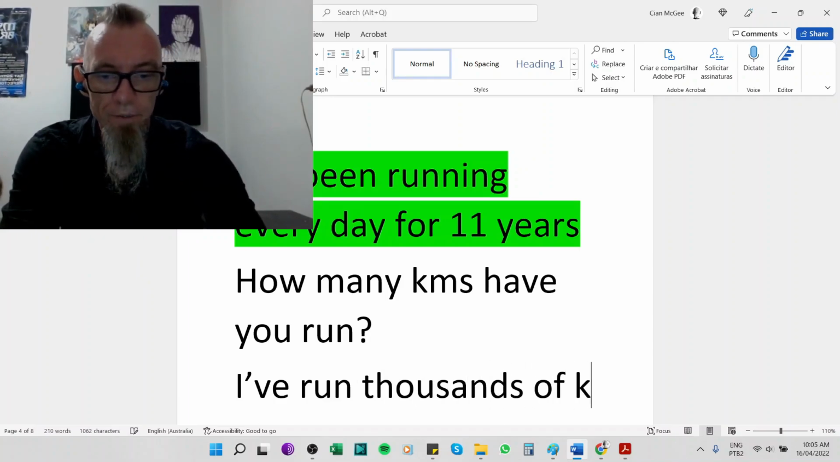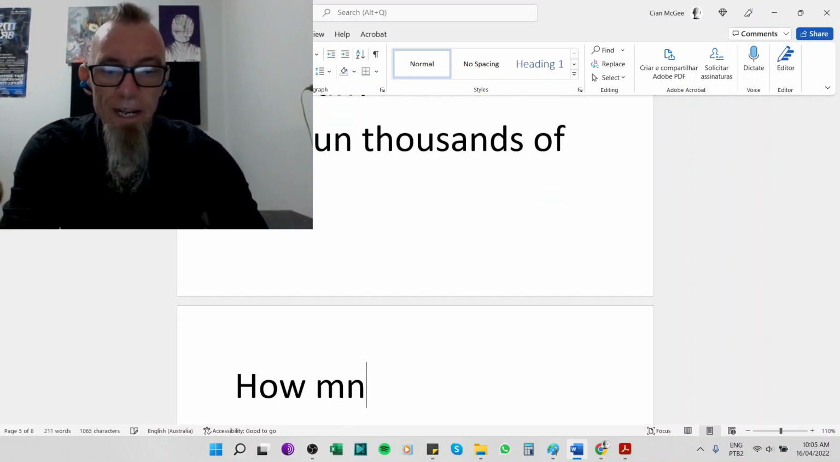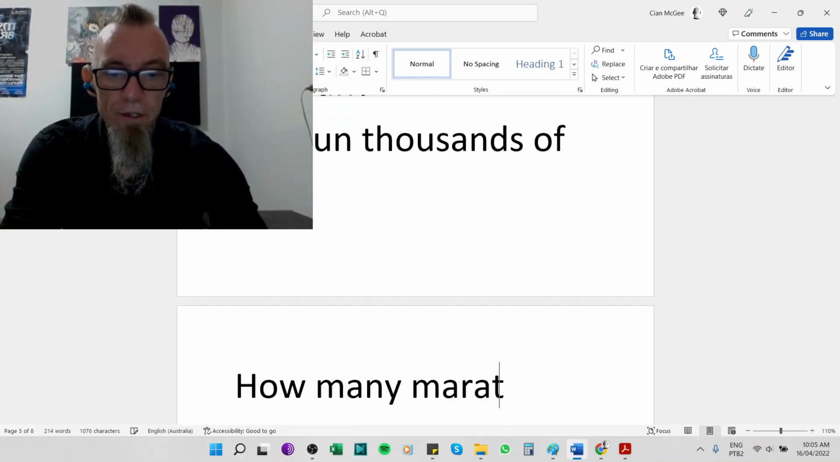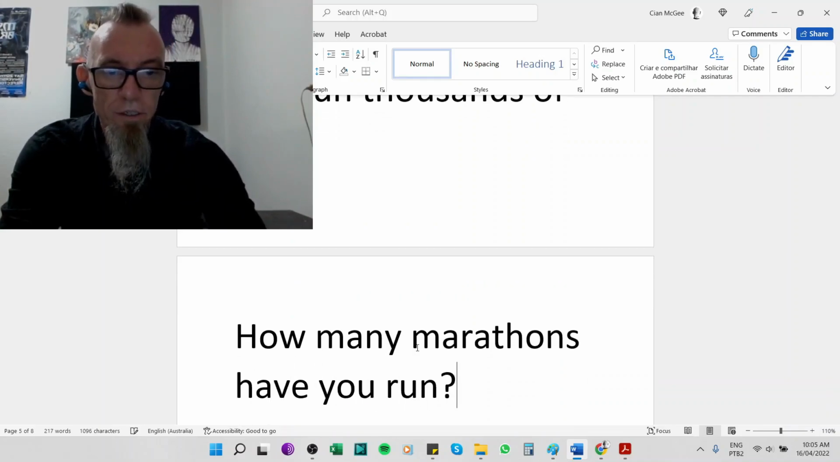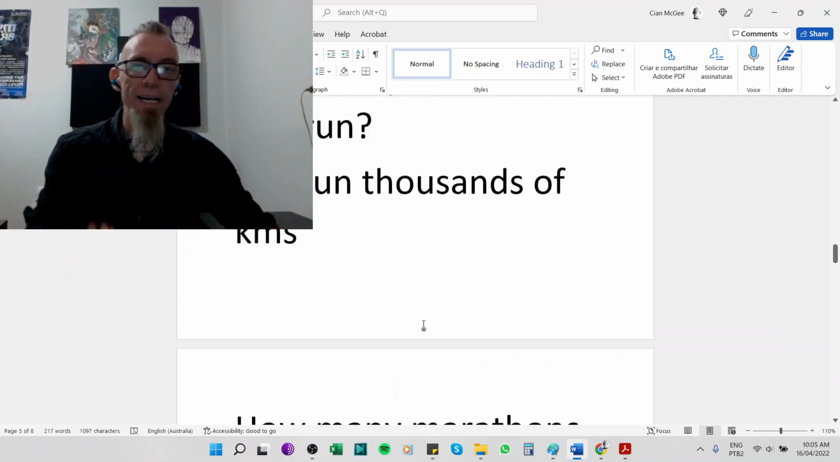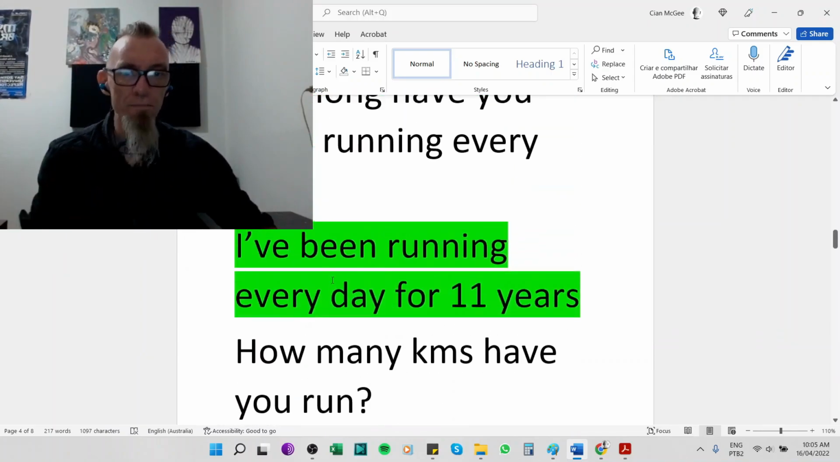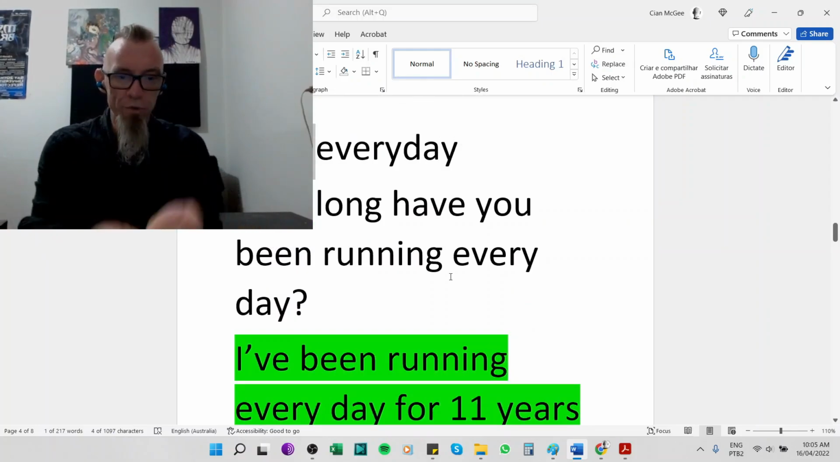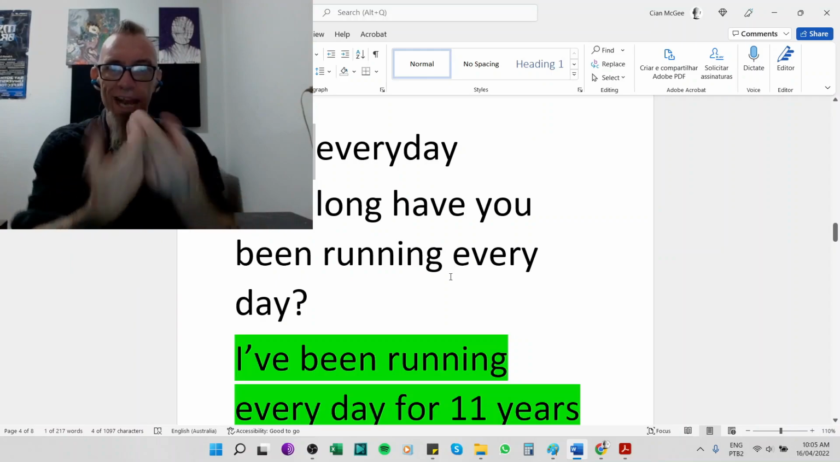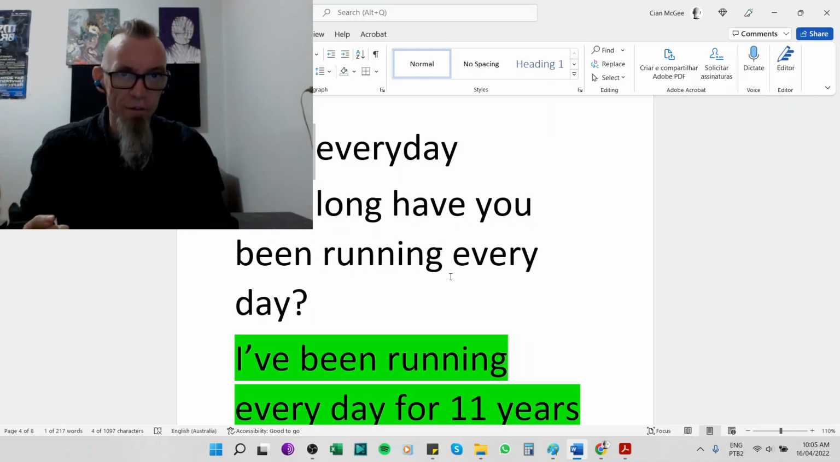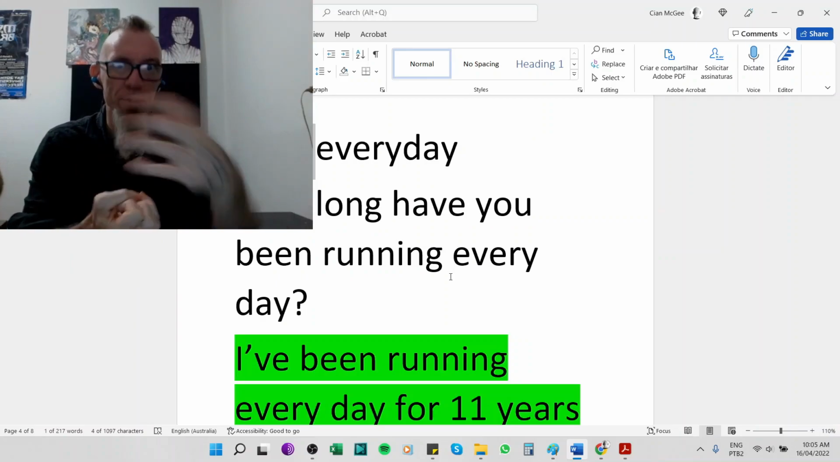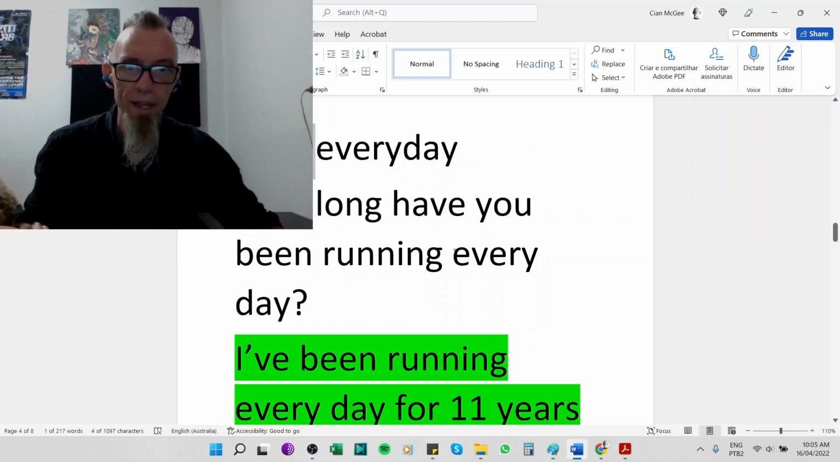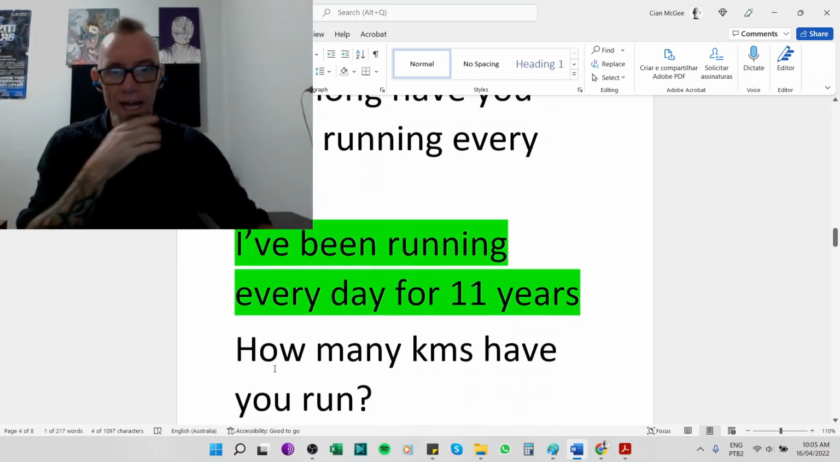Thousands of kilometers. You could say, for example, maybe how many marathons or how many races have you run? But we can always find a way to measure the output of this action, because every action has an output. I mean, this is karma, you know, it's energy in and energy out. We do something and there is always a result of that thing, always.